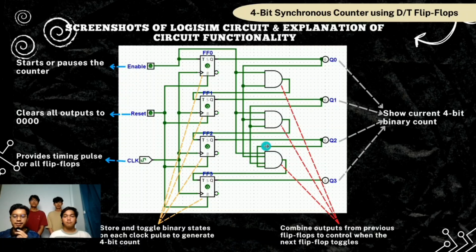And then lastly, for AND gate, the purpose of the AND gate is to decide whether the next flip-flop will toggle based on the previous flip-flop. For example, if FF0 and FF1 outputs are 1, the next flip-flop, which is FF2, will toggle from 0 to 1 or 1 to 0.